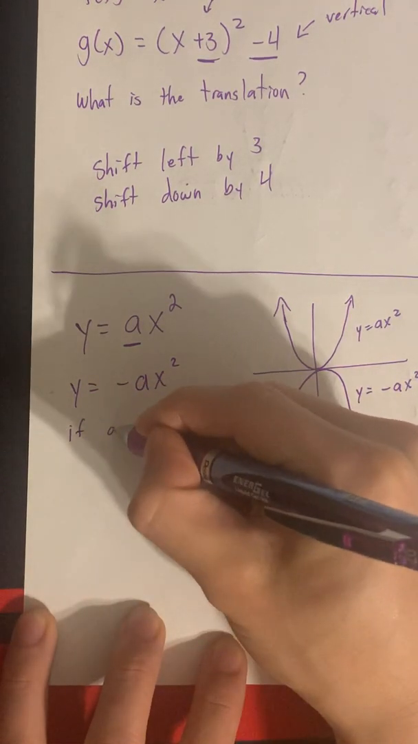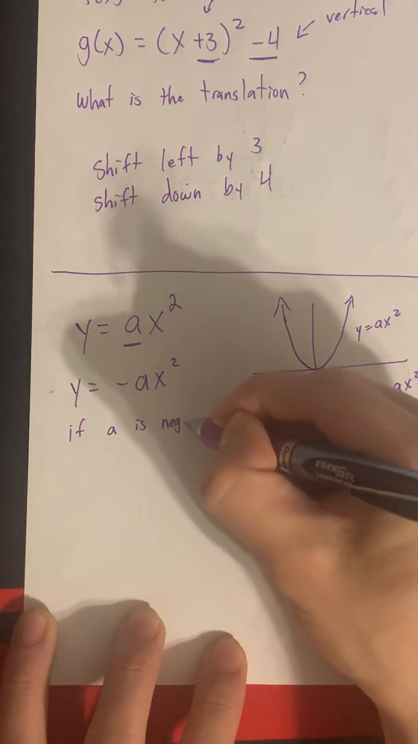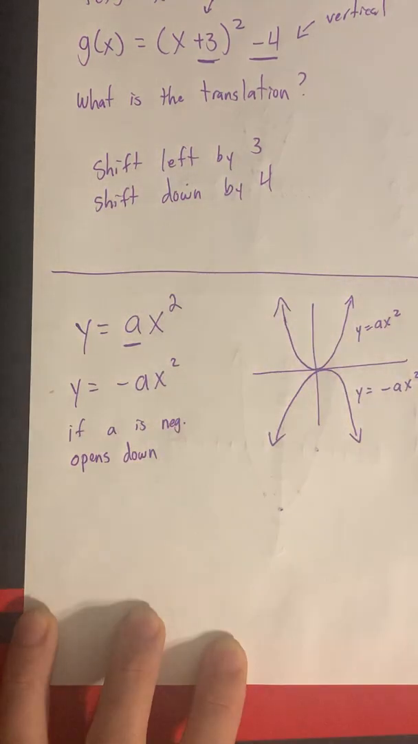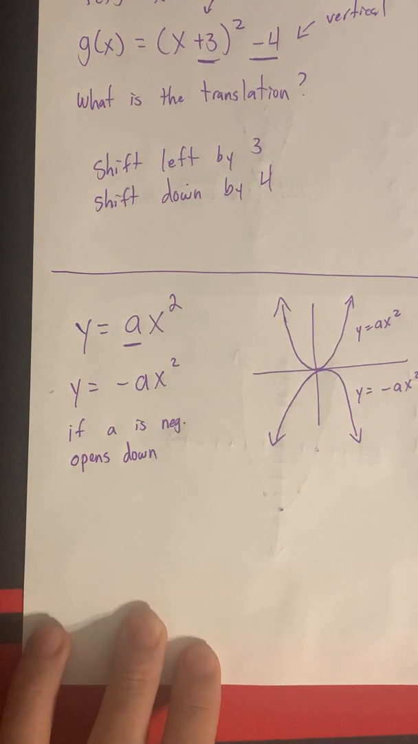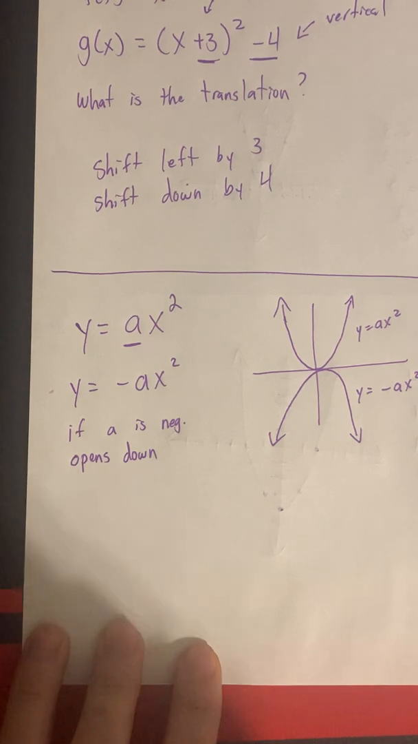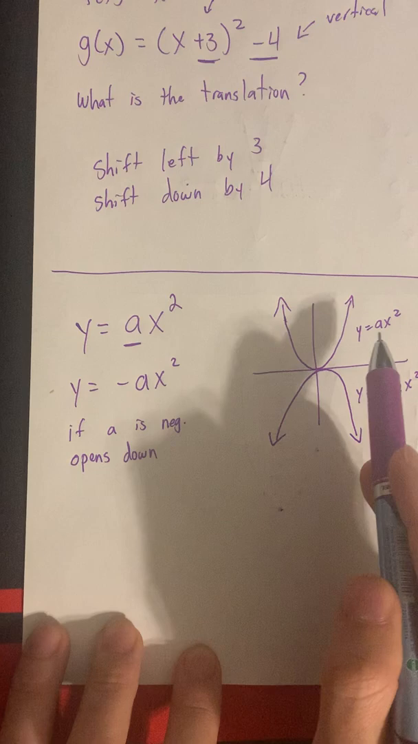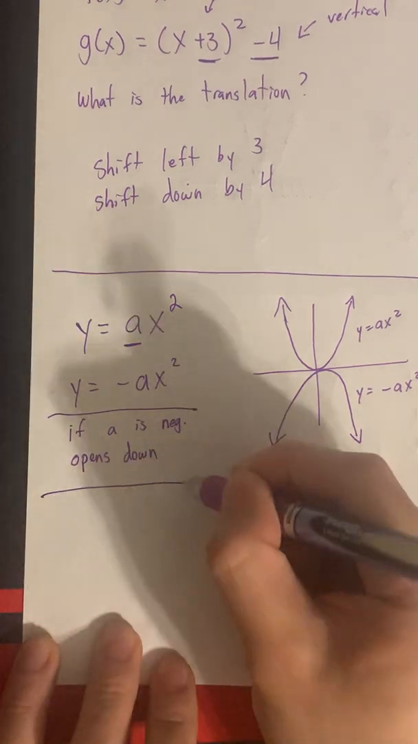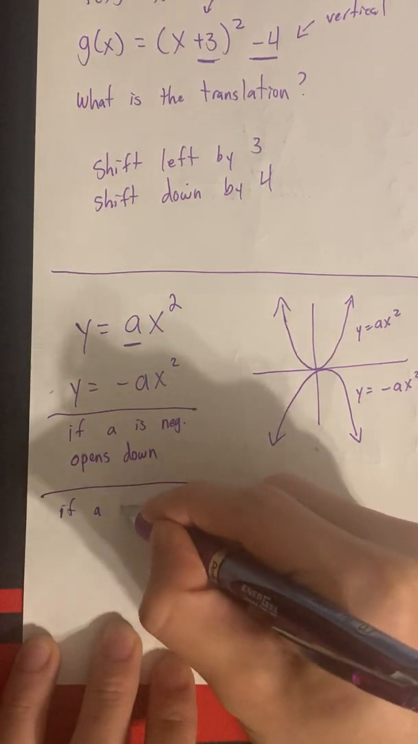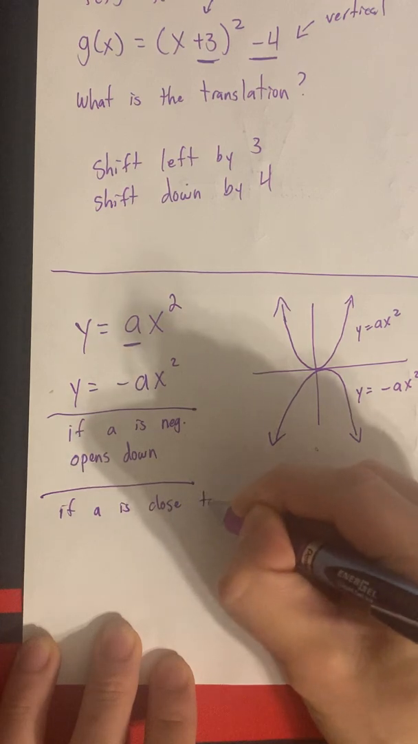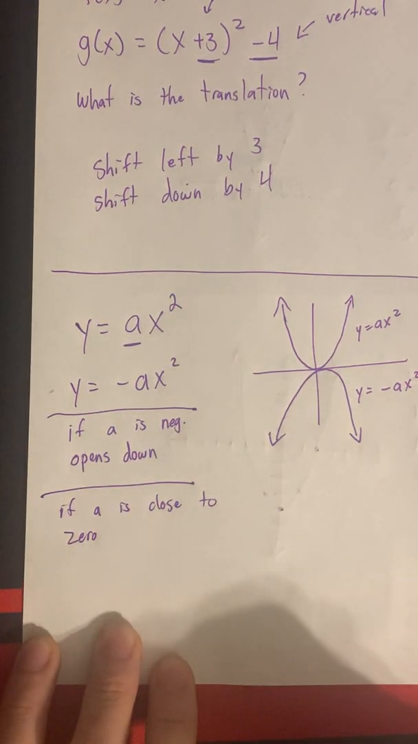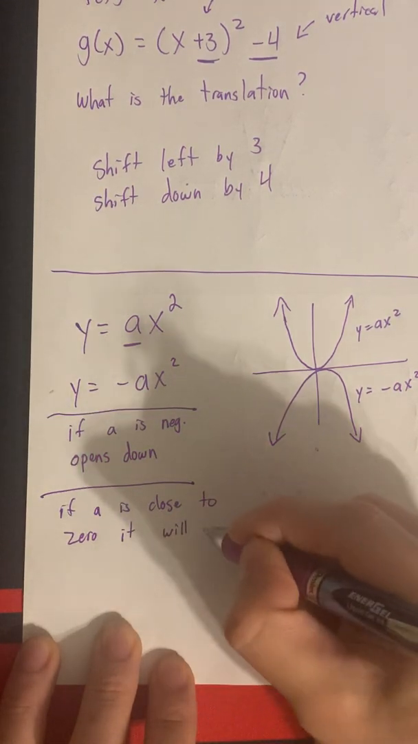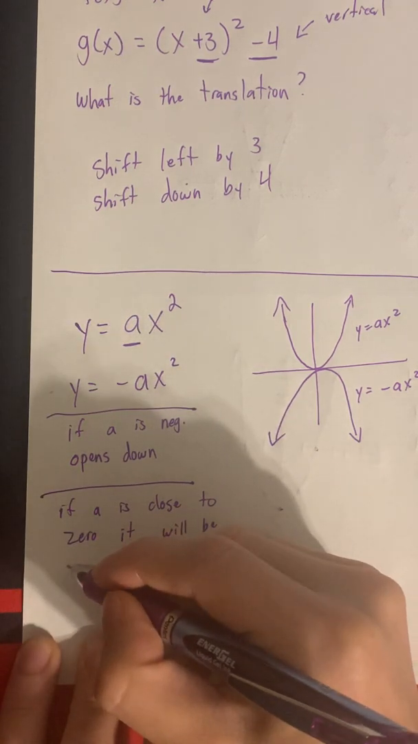So y is equal to negative ax squared. If a is negative, it'll open down. The reverse can be said: if a is positive, it opens up. Also, if a is close to 0, it will be compressed.